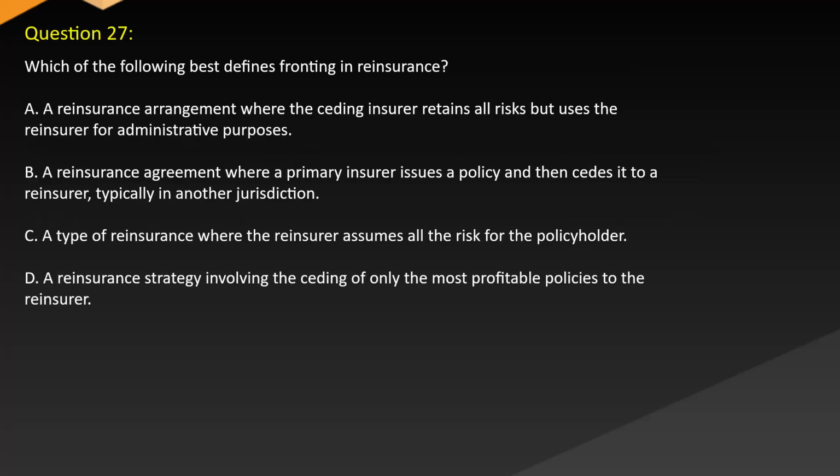Question 27. Which of the following best defines fronting in reinsurance? A. A reinsurance arrangement where the ceding insurer retains all risks but uses the reinsurer for administrative purposes. B. A reinsurance agreement where a primary insurer issues a policy and then cedes it to a reinsurer, typically in another jurisdiction. C. A type of reinsurance where the reinsurer assumes all the risk for the policyholder. D. A reinsurance strategy involving the ceding of only the most profitable policies.